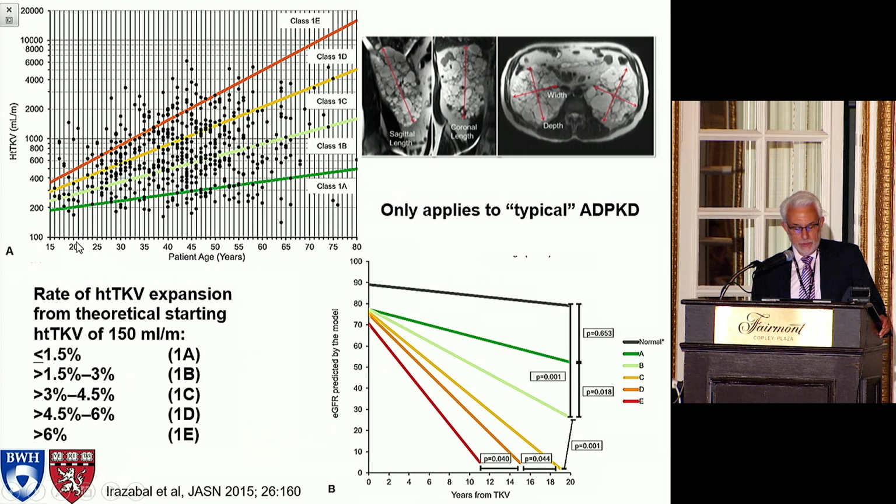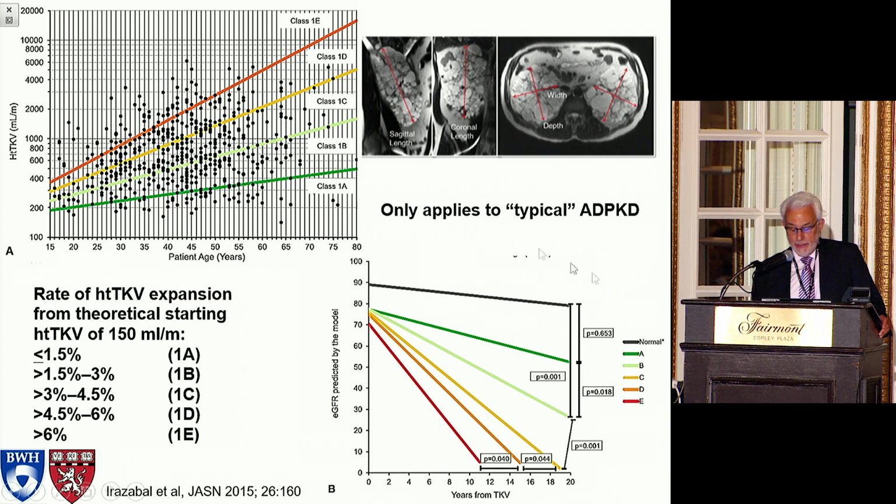So for example, if the individual is 20 years old and you have large kidneys, this indicates that your kidneys grew at a rate greater than 6% per year, and this would be class 1E. Whereas if you're an older individual and your kidneys are smaller, this means that your kidneys are growing at a slower rate, typically less than 1.5% per year, and this indicates a much better prognosis.